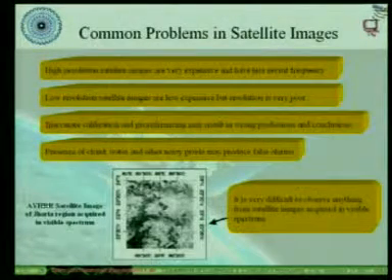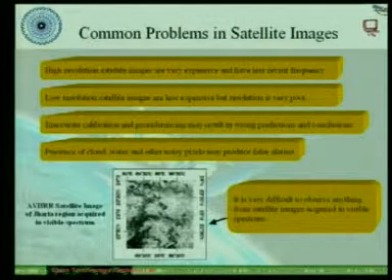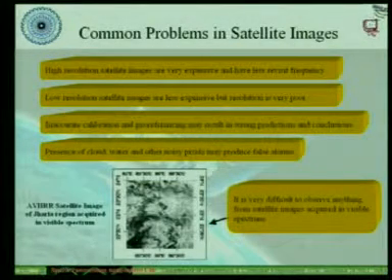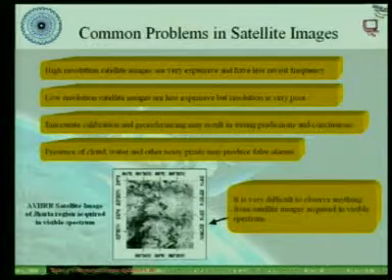And this is the raw satellite image that we get. It is very difficult to observe anything from a satellite image acquired in the visible spectrum. Next one.